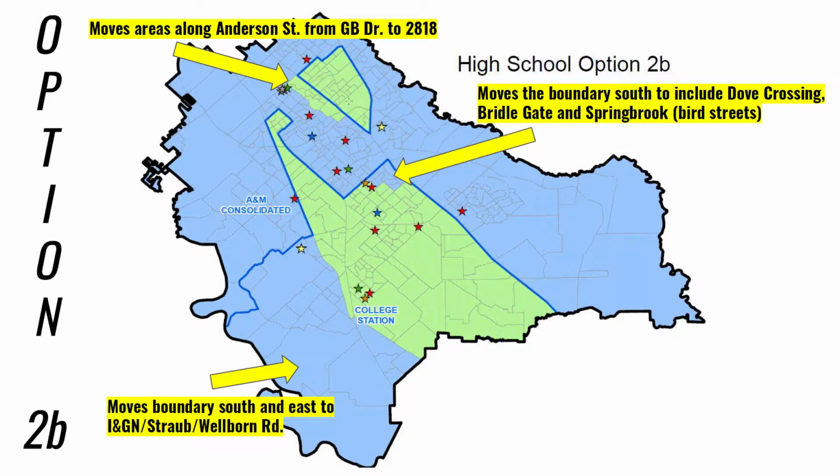Okay. Again, the movement in the northern part of the district remains consistent. This is where we're capturing an increased number of low SES students to College Station High School. We left our boundary on the eastern side as 6, but instead moved our existing boundary south and east. ING, Straub, Welborn Road. You can see how it tracks right here, become part of Consol.